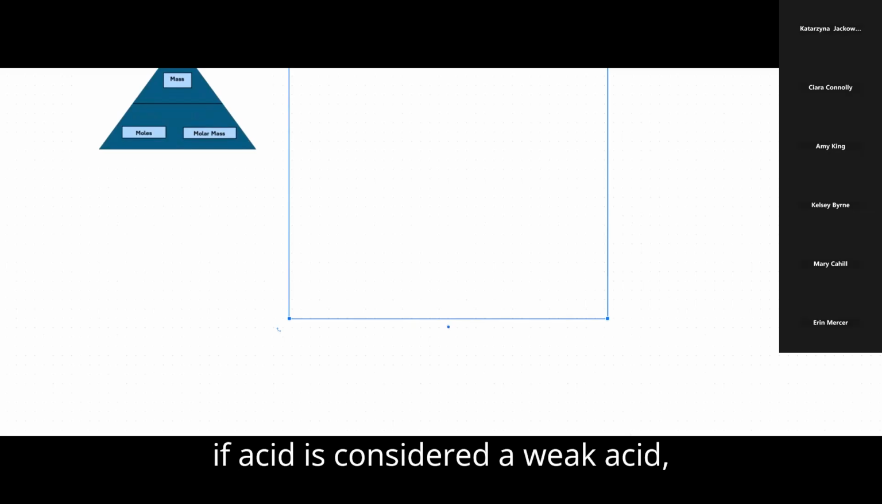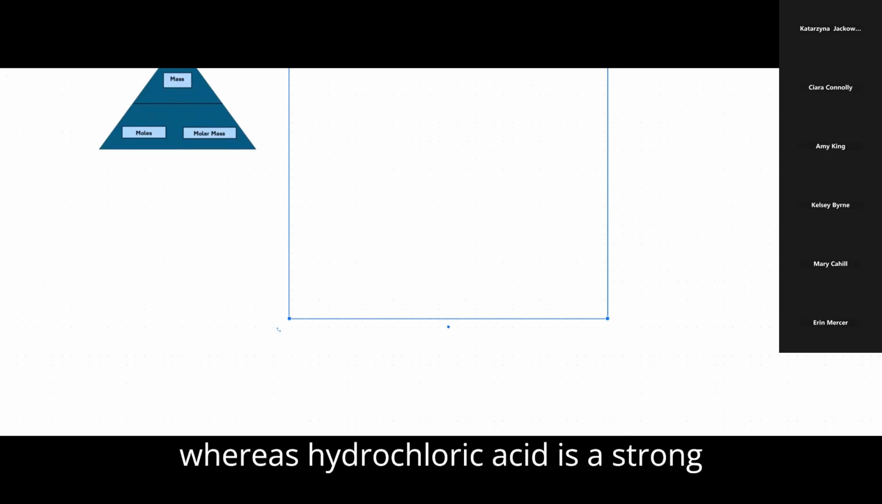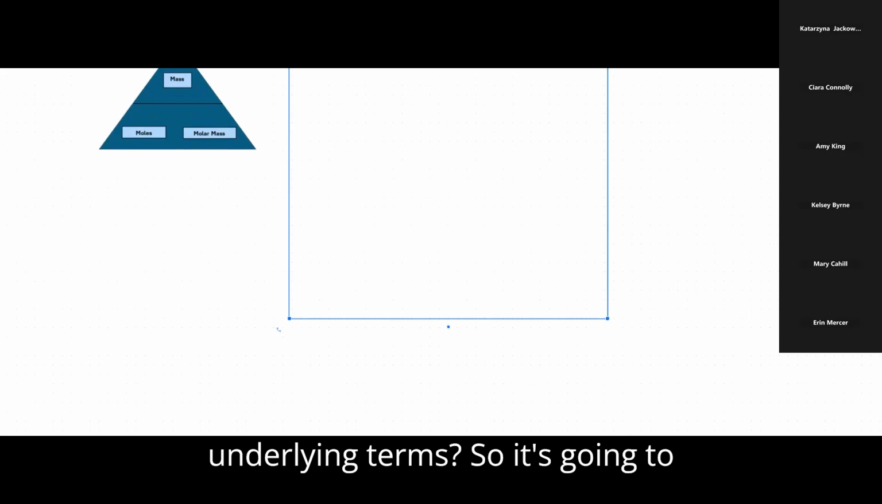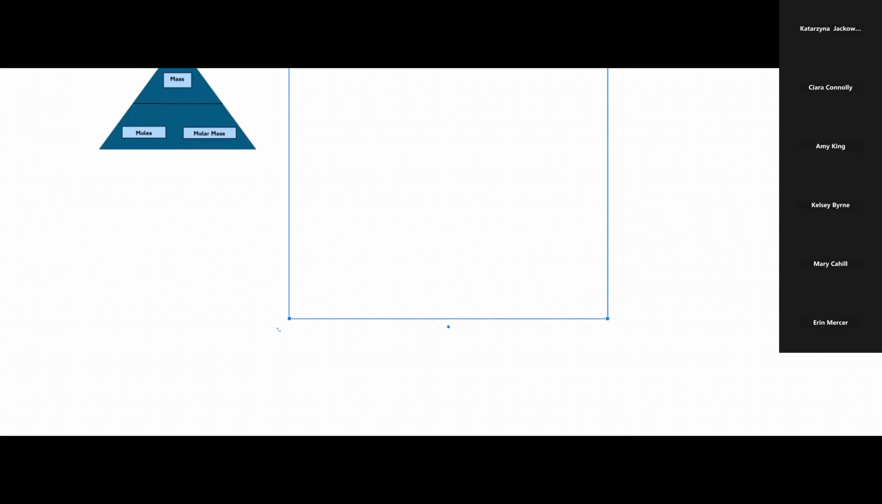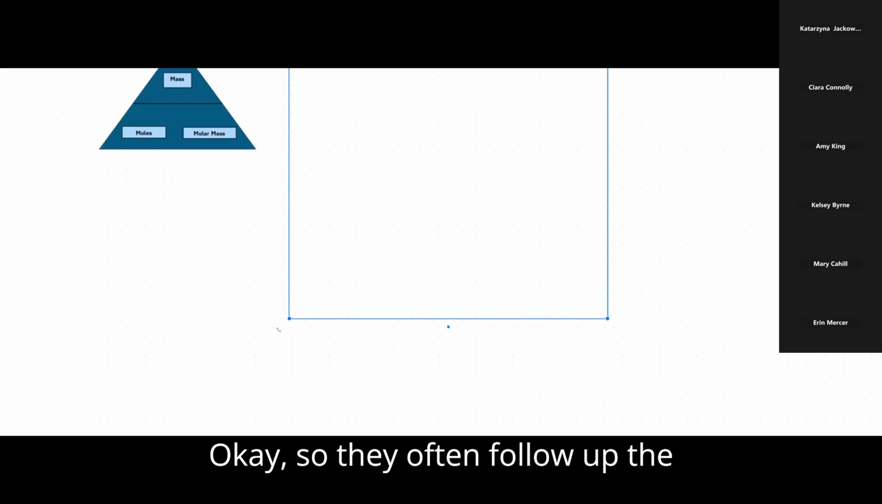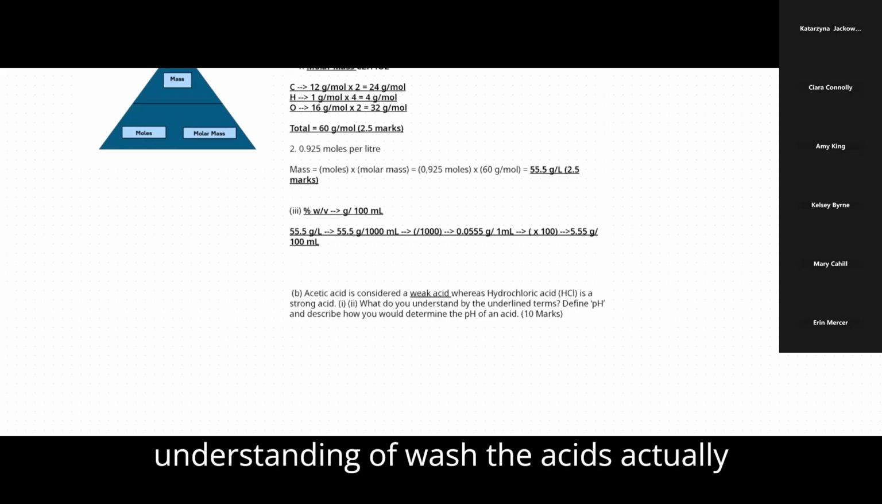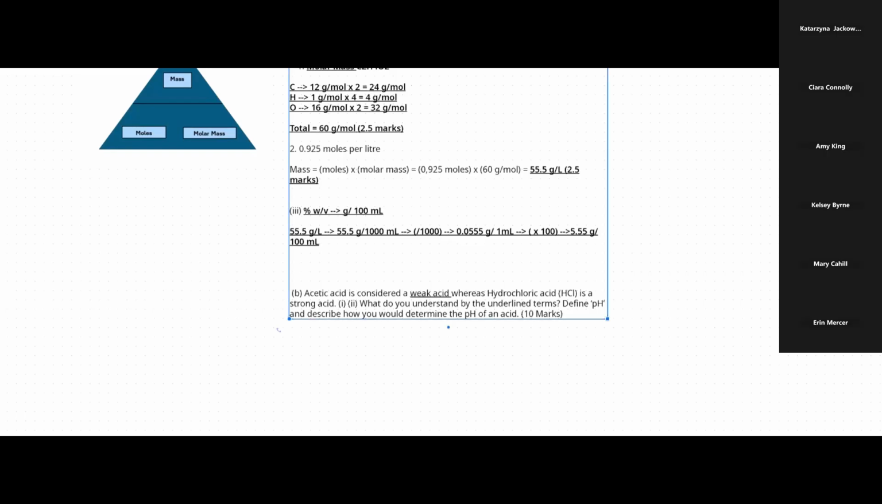Okay, so it says acetic acid is considered a weak acid, whereas hydrochloric acid is a strong acid. What do you understand by the underlying terms? So I'm just going to highlight them there. Okay, so they often follow up the titration questions with things like this. So it's kind of like your understanding of what the acids actually are.